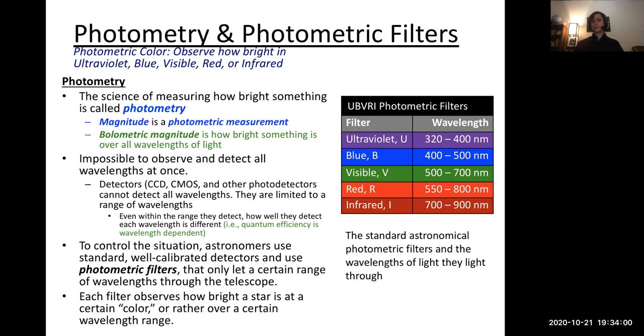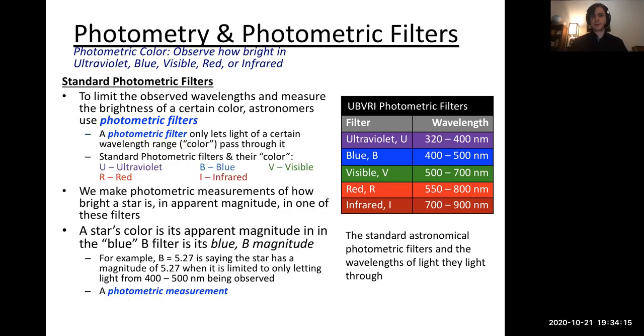So what we do when we're observing the stars is we observe a star in a bunch of these filters, and we observe how bright it is in that color over that certain wavelength range. That's what we're doing in photometry. So our standard photometric filters are these over here. These are the ones that are used ubiquitously across astronomy. And if you buy a set of these filters, they are very well calibrated and they're the same the world round. So UBVRI filters are the standard.